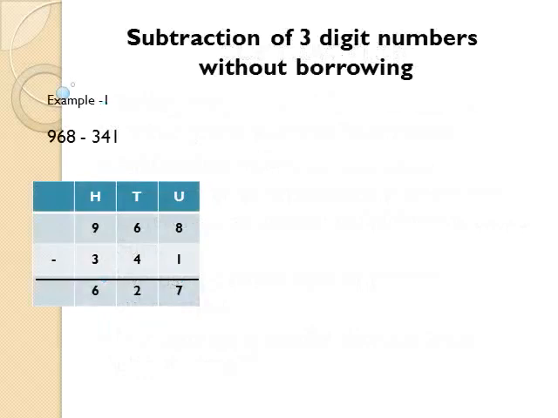Let us study the subtraction of 3-digit numbers without borrowing. 968 minus 341. Children, arrange the numbers in place value chart and start from units place. See the units place. 8 minus 1 is equal to 7. So write 7 in units place. 6 minus 4 is equal to 2. So write 2 in tens place. And see the digits in hundreds place. 9 minus 3 is equal to 6. So write 6 in hundreds place. Your answer is 627. See the second example.